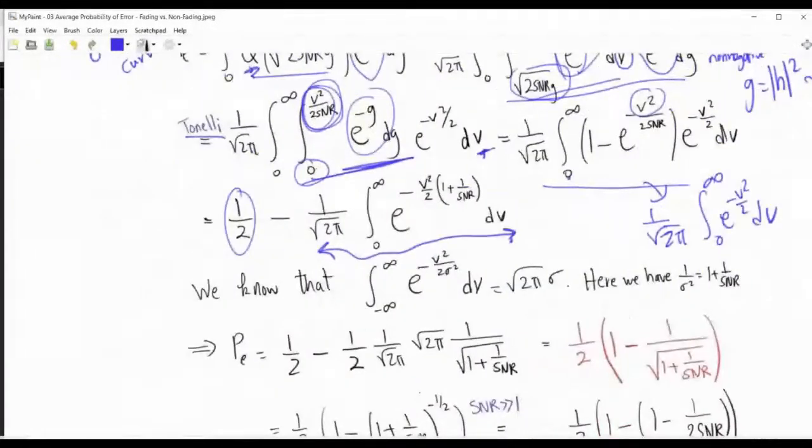Okay, now what is this integral? Yeah, I have a question. Why are we averaging over magnitude of h squared, not magnitude of h?